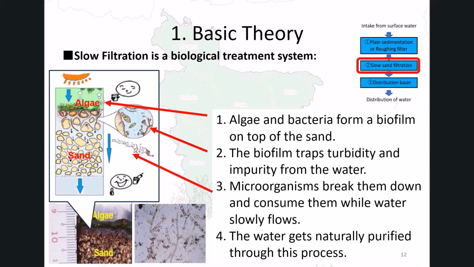This is why the filtration speed must be slow. If water passes too quickly, the microorganisms cannot function properly. The sand below mainly supports this biological layer and provides additional physical filtration.